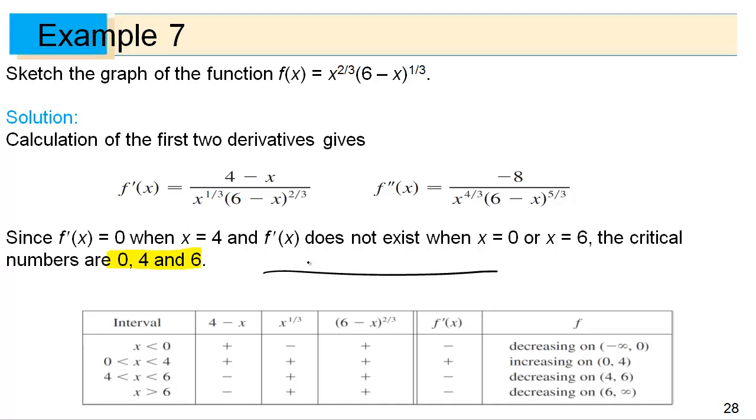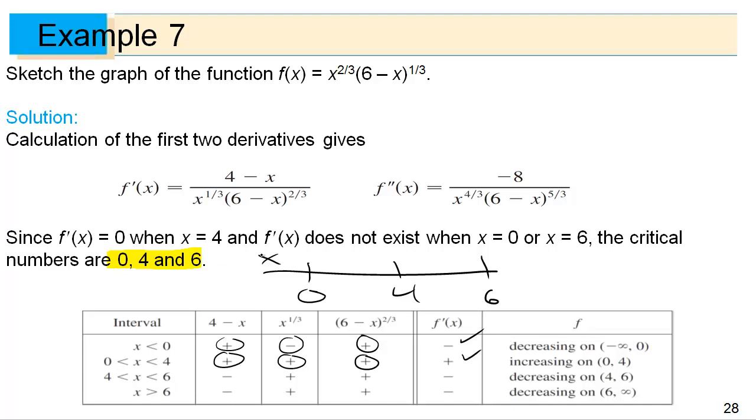Here's our number line, 0, 4, 6. Pick something over here, so pick a -1, let's say. Plug a -1 in here, 4 minus a -1, that's positive, right? A -1, a cube root of a negative number, it's negative, and then 6 minus a -1, that's going to be positive, right? So negative overall, it's decreasing on that interval. Between 0 and 4, I'd pick 1. 4 minus 1 is 3. 1 cubed, right? Positive. 6 minus 1 is 5. That's still positive. The whole thing's positive.